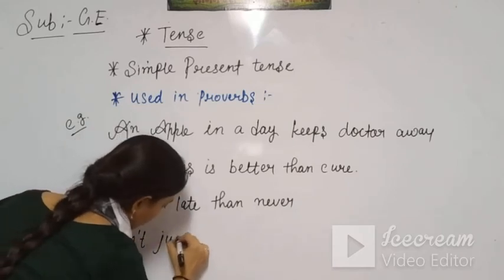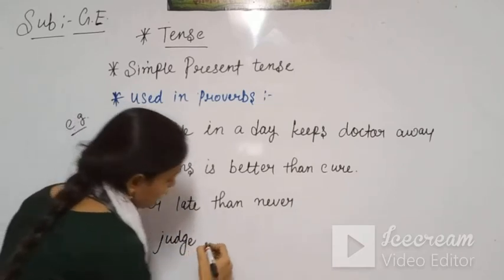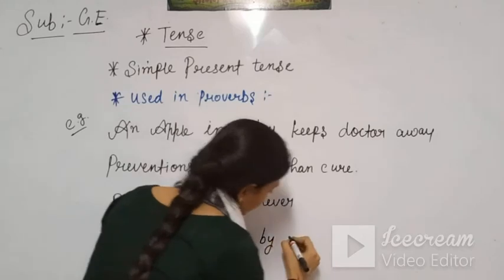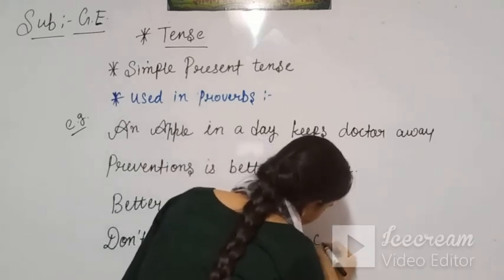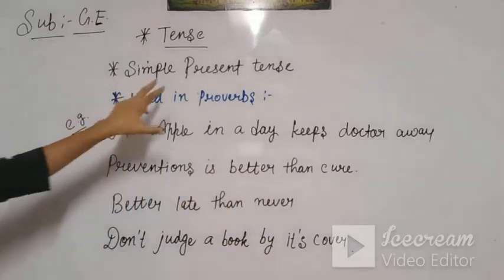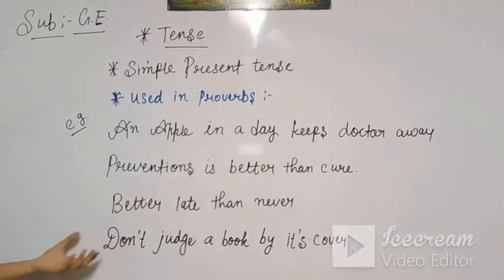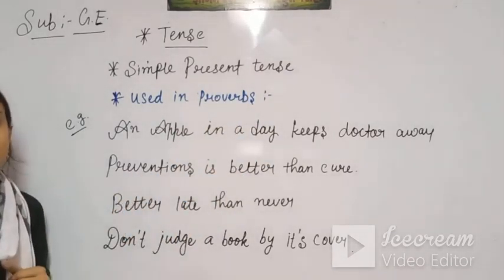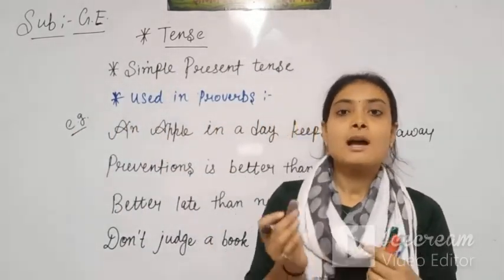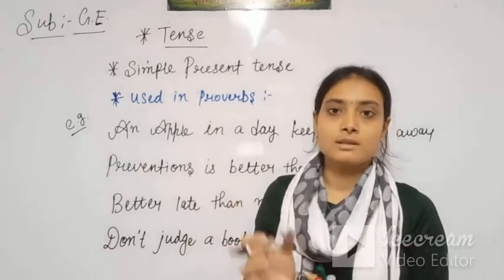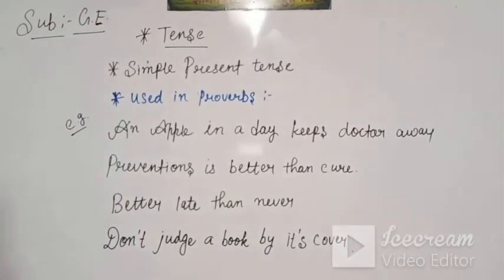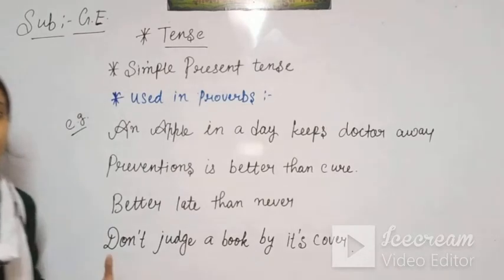One more example. Don't judge a book by its cover. So here which tense do we use? We use the simple present tense. Clear? Where do we use the simple present tense? To show our daily habits, to show the principles and some definite truth. Then we use the present tense in proverbs. Write it.